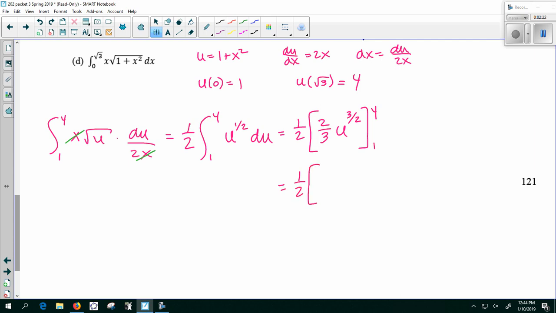Okay, so if I plug a 4 in, u to the 3/2, the square root of 4 is 2, 2 cubed is 8, and 8 times 2/3 is 16/3. And then when I plug in a 1, and 1 to the anything is 1, so this is 2/3. So this is 1/2 of 14/3, which is 7/3.